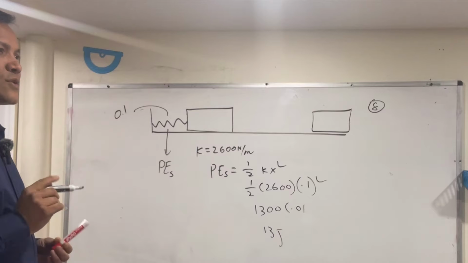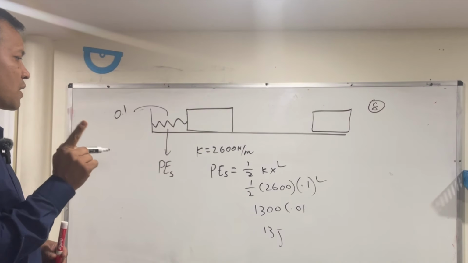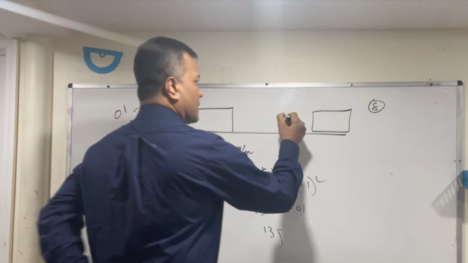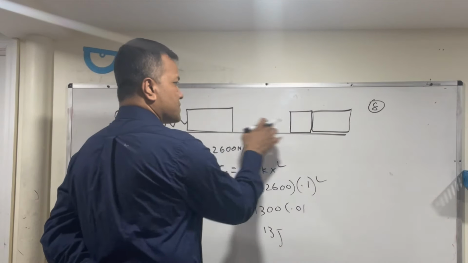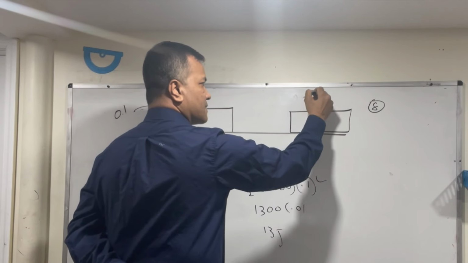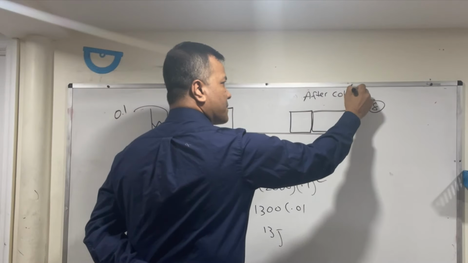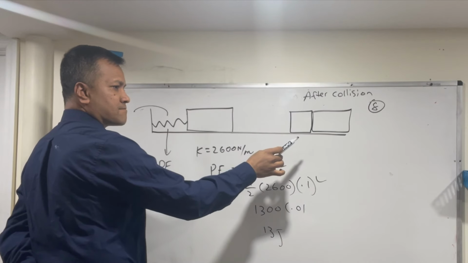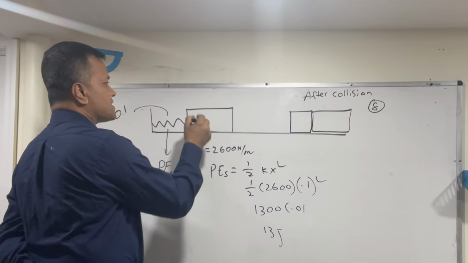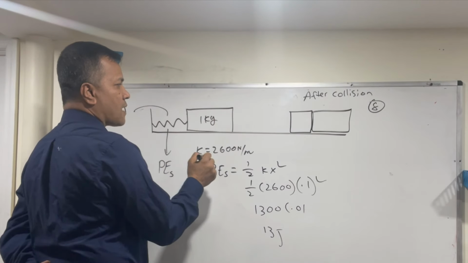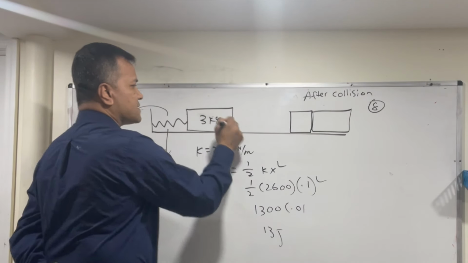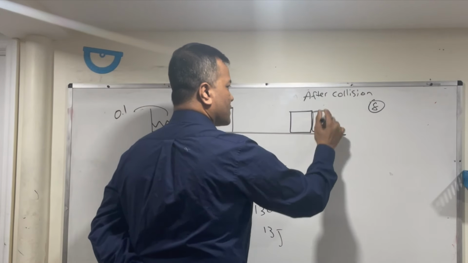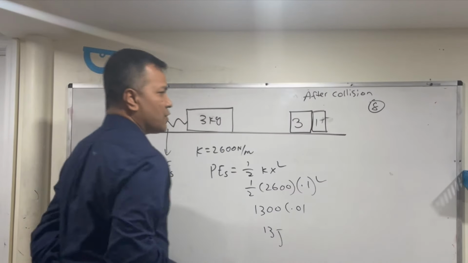Now I'm going to make this problem a little more serious. Can you find the velocity of this one? What will happen after the collision? They stick together. Do I have to give you the mass? It says already 1 kilogram and 3 kilogram. This one is 3 kilogram, and this is the 1 kilogram it collides with. Can you find the velocity?